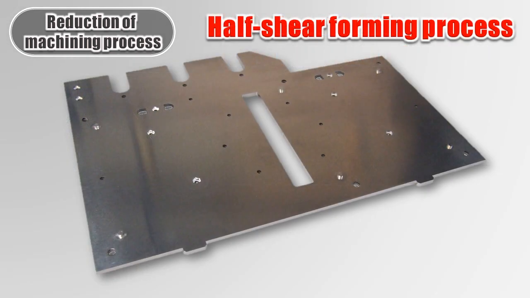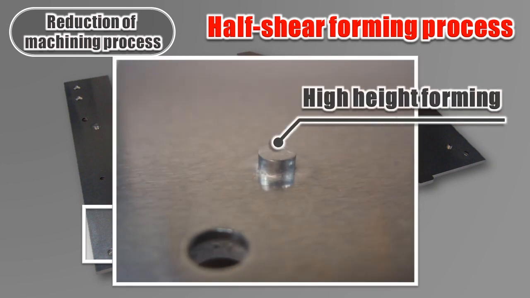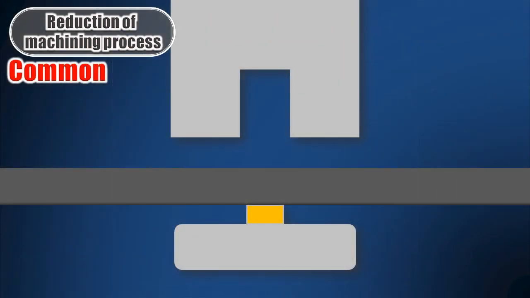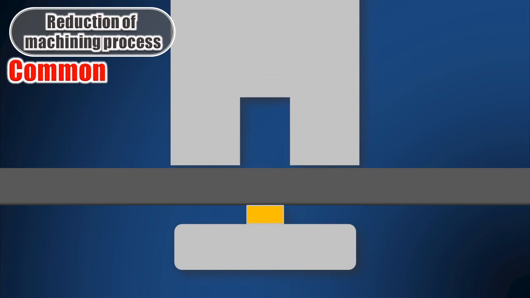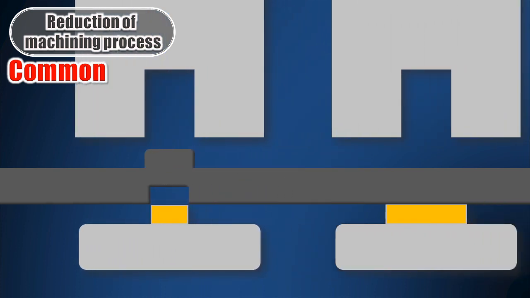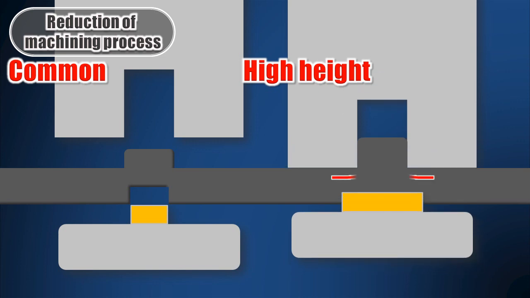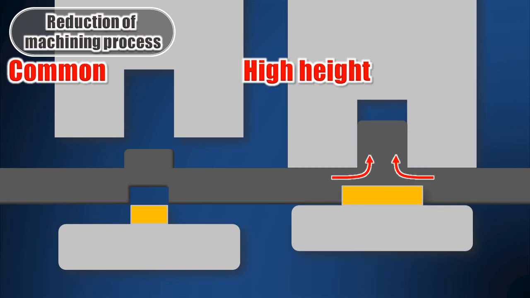Also, high upward half-shear forming is used so that the 2 thick sheets can bond well. Generally, for upward half-shear forming, the top tool diameter is larger than the bottom one, but it is breakable and cannot form high. So by making the bottom tool diameter larger than the top one, it is less breakable and permits high forming.